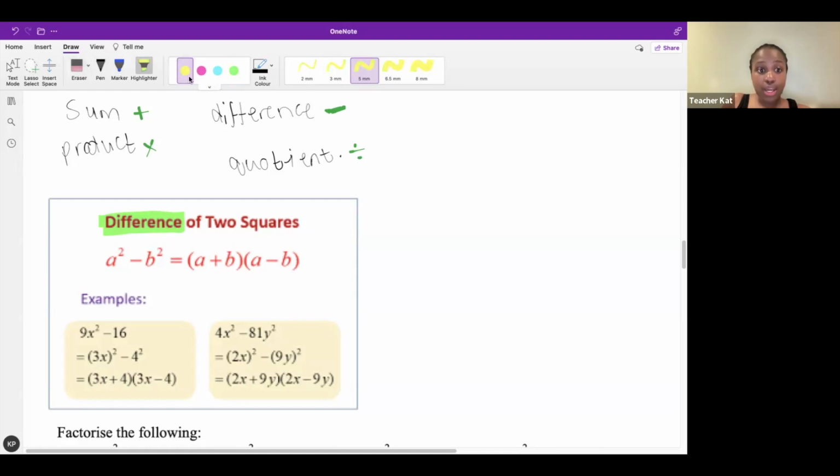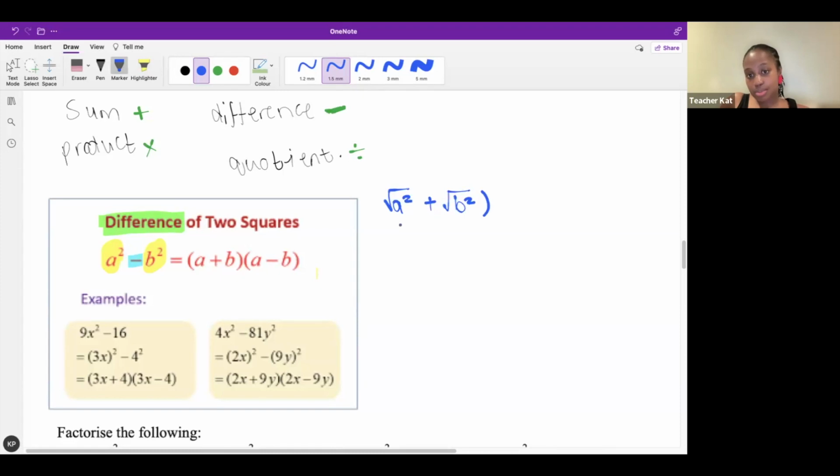Okay. So if you look here carefully, I have something squared minus, which is the difference, something else squared. In this case, we're going to create two brackets. And in my two brackets, what's going to go in is the square root of the first one, so the square root of a squared, plus the square root of b squared. That's my first bracket. And my second bracket is going to be the square root of a squared minus the square root of b squared. That sounds confusing, but let's look at the examples.